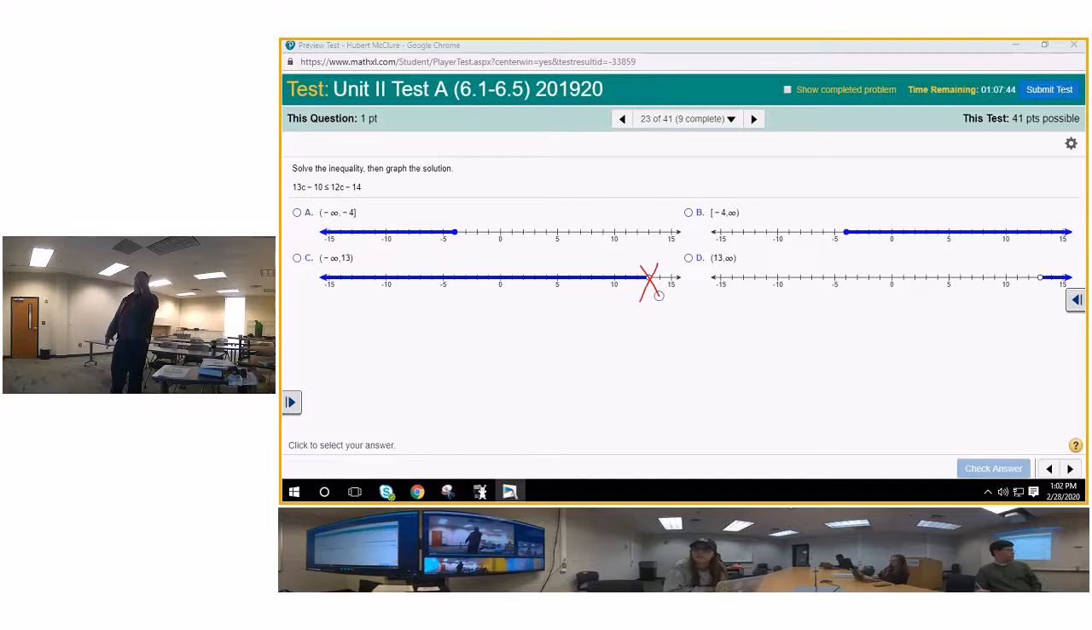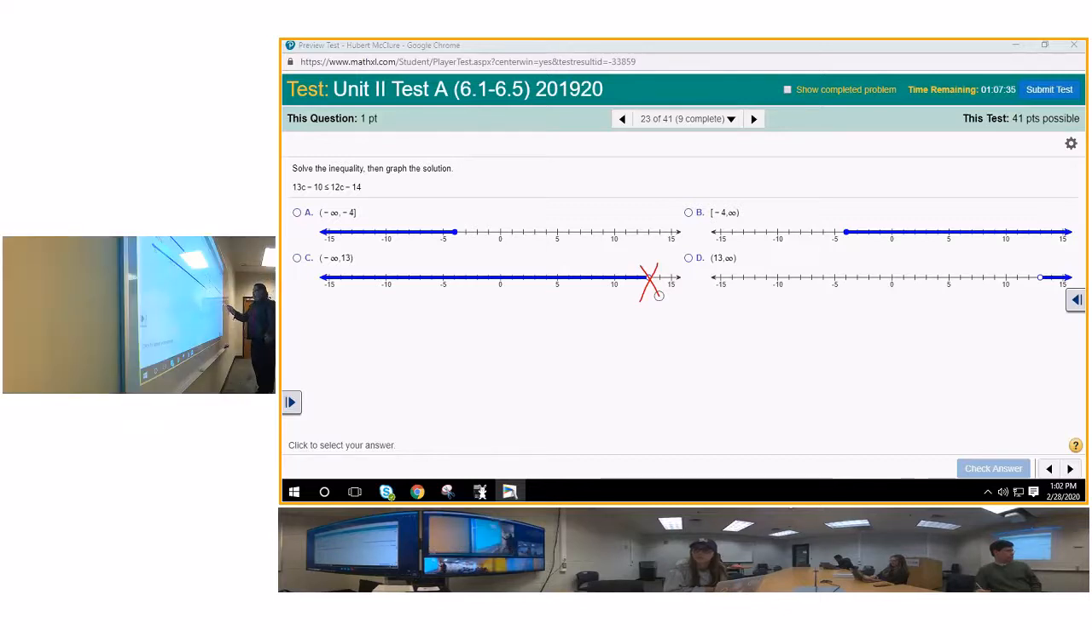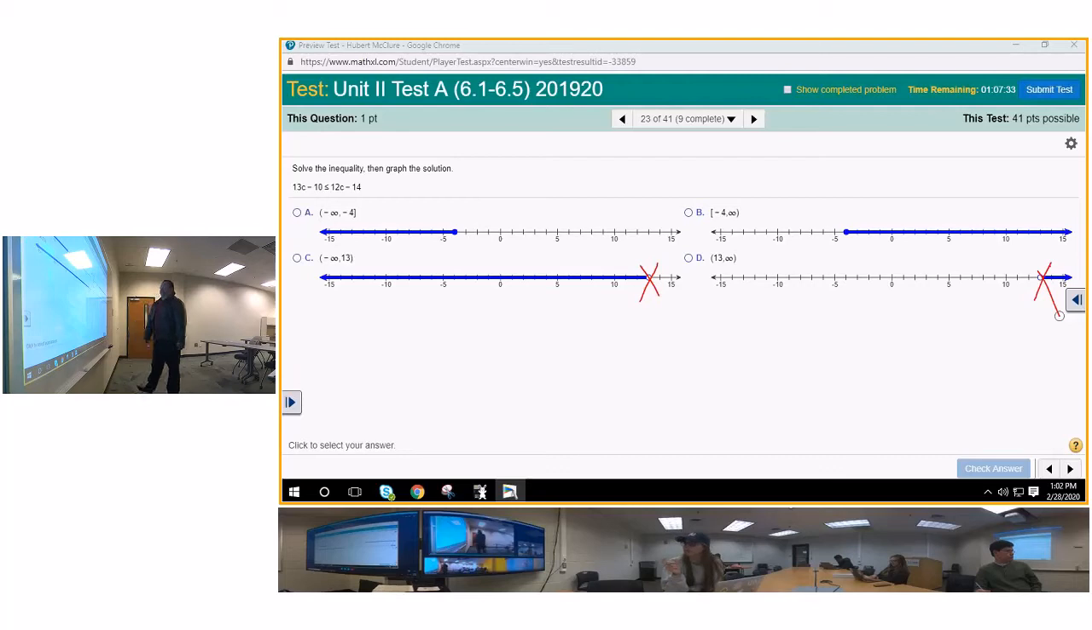12C to the left side will be C. What? It's not Delta either. Oh, I didn't see that. I thought that was no solution. Yeah, you're right. I didn't see that little bit in there. The little tool part was covering it for a second.